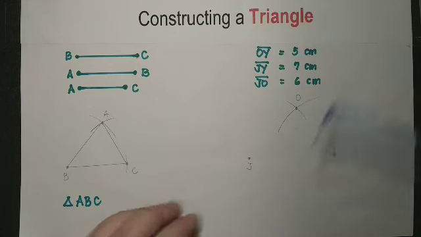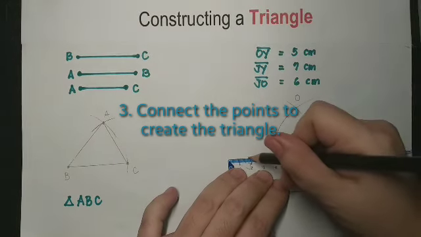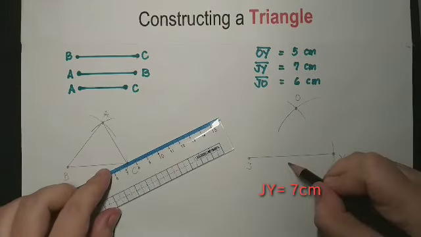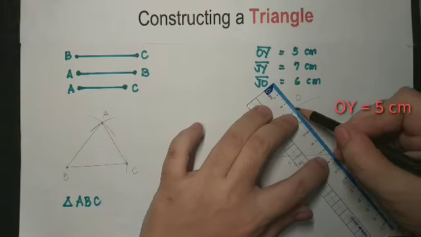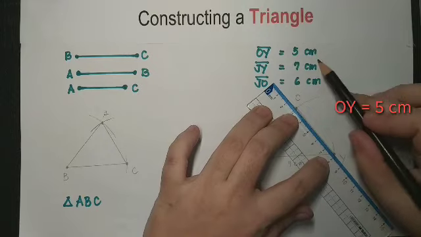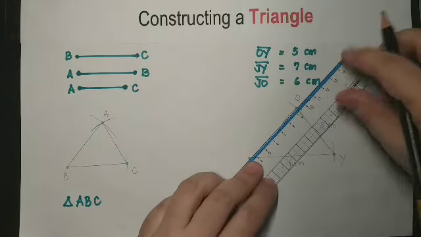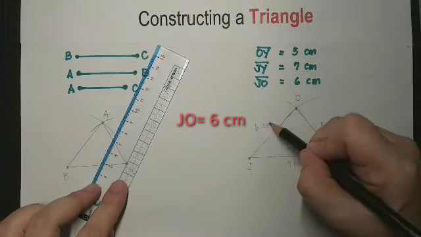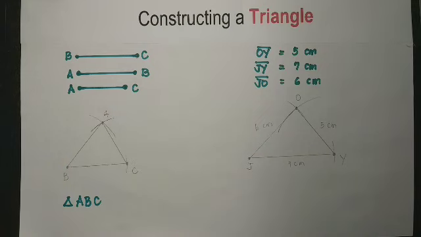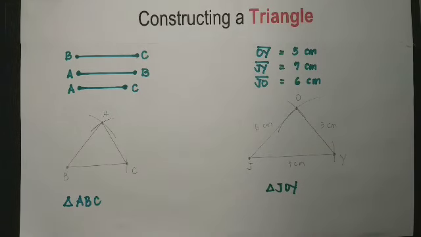Next is to connect these points. This is segment JY that measures 7 centimeters. This side is side OY that measures 5 centimeters. And the third side is side JO that measures 6 centimeters. And there you have it. Our triangle can be named triangle JOY. Simple, right? Do you follow?